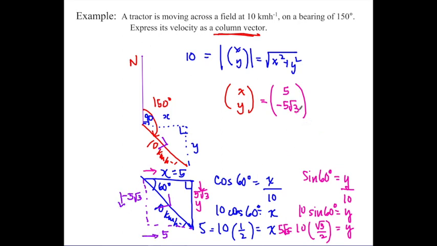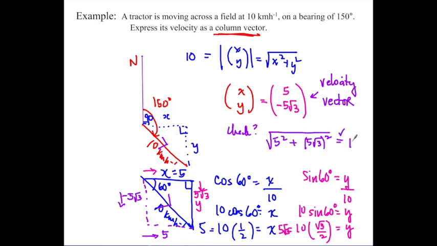So let's just check the question again. We asked you to find its velocity as a column vector. So just check what you've got there. You've got the direction. So we now have a vector showing the direction that we've traveled in. And we can check that it does equate to 10 kilometers per hour. If we work out the magnitude of that vector, it will be 10 kilometers per hour. So effectively, it's equivalent to 5 kilometers in an hour going east, and going south 5 root 3 kilometers in an hour.